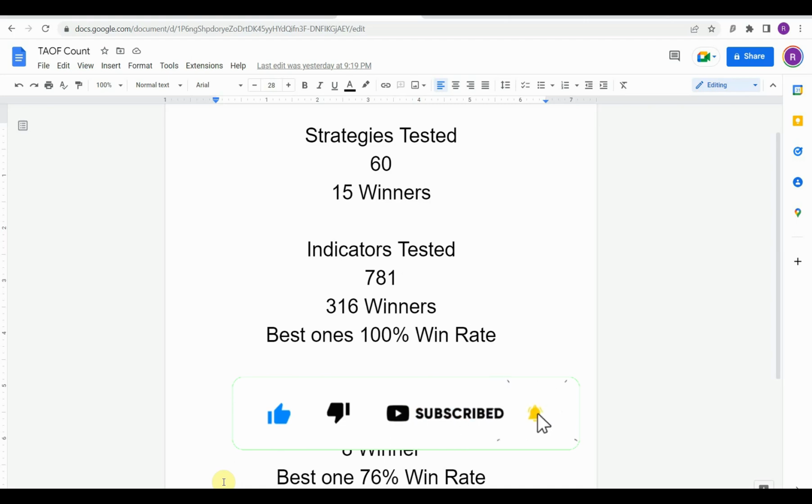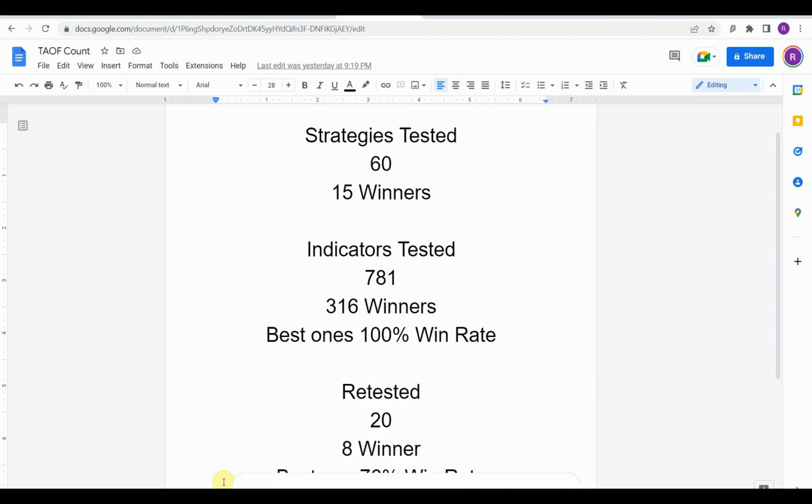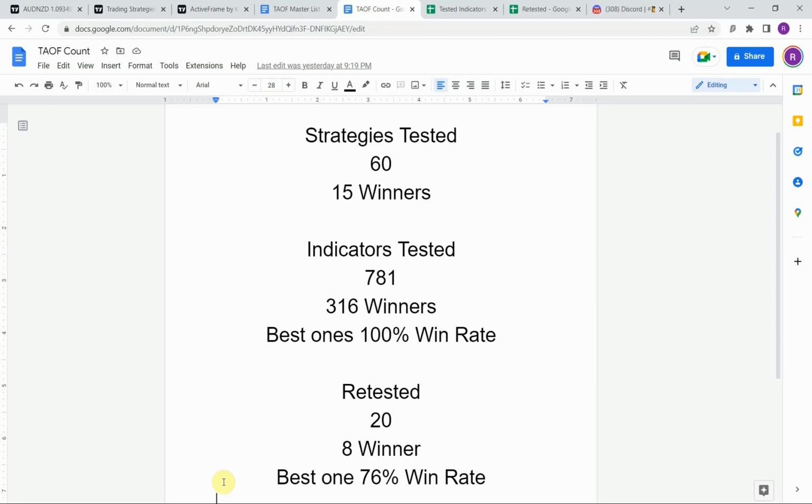Now you need to go back and watch those videos to understand the context of how they were able to achieve that. So go back and watch those videos and see what you can get out of those winning indicators. We've also retested in the advanced testing 20 of the winning indicators. 8 of them have been able to maintain the winning status. The best one, a 76% win rate. Now keep in mind that we test most of these strategies and indicators on the Forex and crypto market, but they can be applied to just about any market and time frame universally.